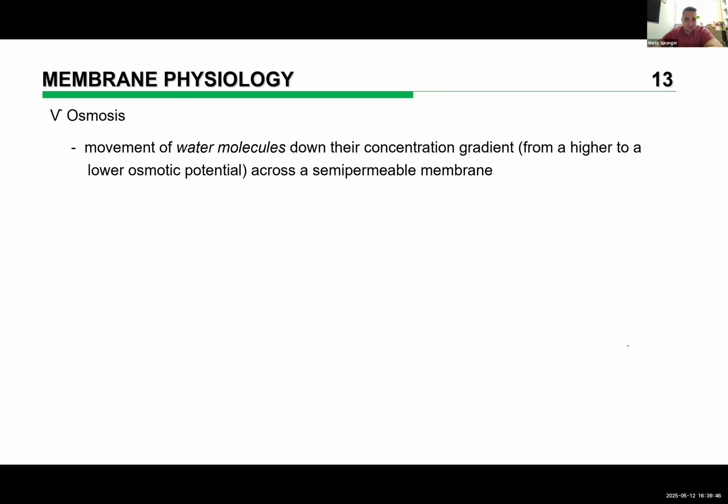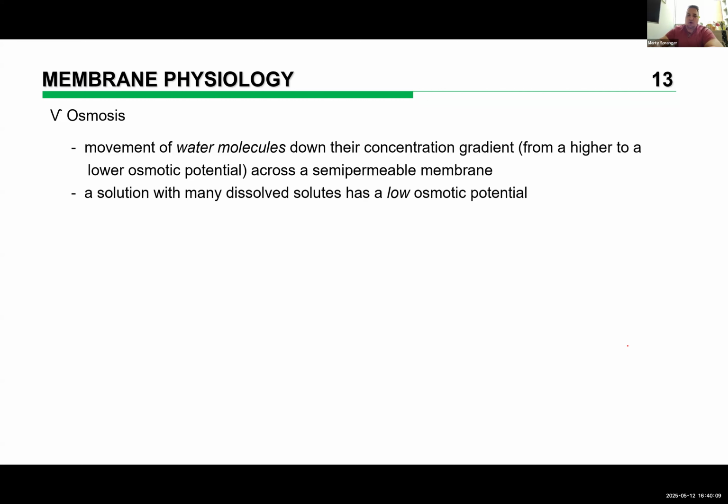Osmosis is a special case of diffusion in which what's diffusing is water. So water is moving down its concentration gradient. It's moving from a higher to a lower osmotic potential. So that's interesting. Normally, when we think of something diffusing, we think about it diffusing in water. Now we're talking about water molecules themselves diffusing.